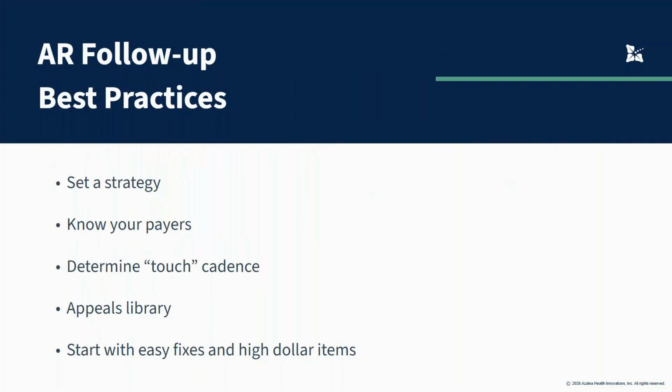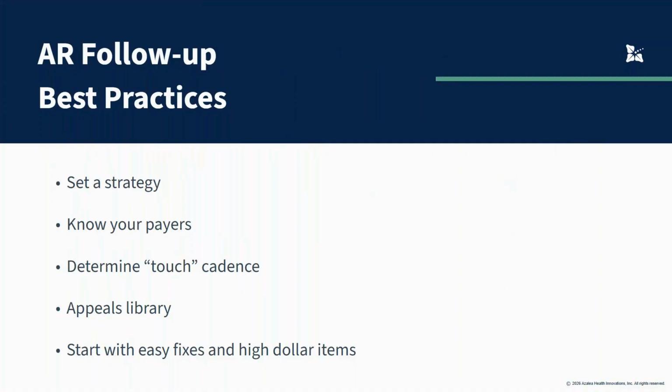And then, appeals library. Let's not just hand type an appeal every time one comes up. Use ChatGPT, use online resources, save your appeals library, and repurpose them. And then I also like to say, if you're getting frustrated and worn down by working AR, start with your easy fixes, build some confidence.